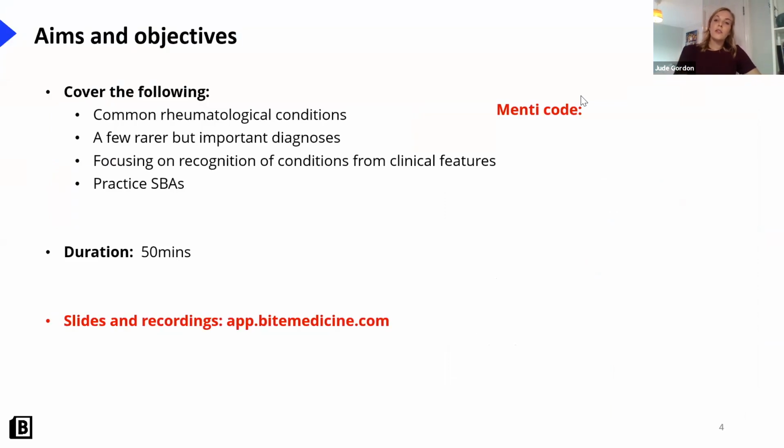The aims and objectives for this evening: it's a bit of a broad overview, so we're not going to be going into any individual topic in a huge amount of detail, but aiming to cover quite a few different things. Some of them are common rheumatological conditions, and others are rarer but quite important and common ones that can come up in exam questions as well. We're going to be focusing mostly tonight on recognising the diagnoses based on clinical features. So we will go into some investigation and management as well, but the core focus is going to be on the diagnosis, picking up those key symptoms. And as I said, there's going to be some practice questions as we go through.